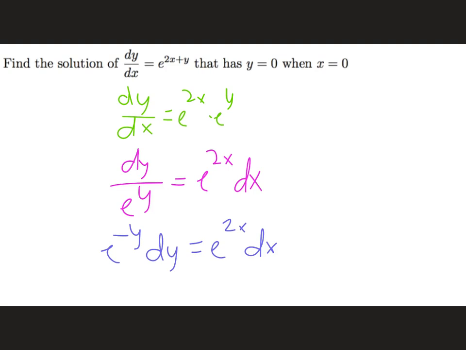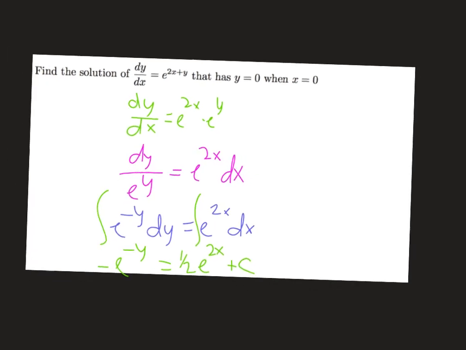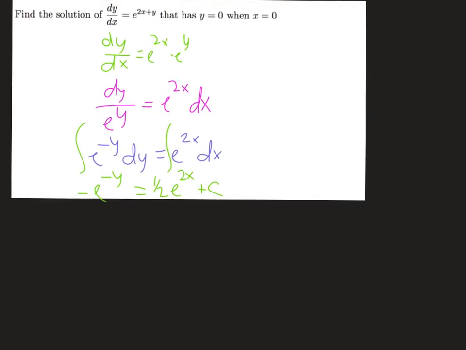And let's go ahead and integrate both sides. So that's going to be negative e to the negative y. Don't believe me? Use u-sub. And that's going to be 1/2 e to the 2x. Don't believe me? Use u-sub. Plus c. Now I'm going to make a choice to plug in the point right now. So I'm going to plug in 0, 0.